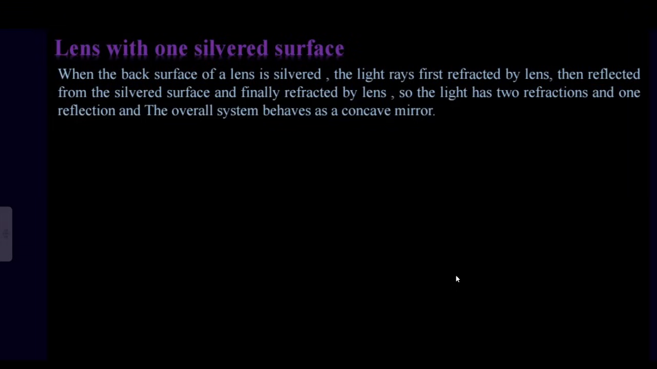Right. Now let's see the next one here. Lens silvered with one surface. That is silvering of lens. We used to call this one silvering of lens.